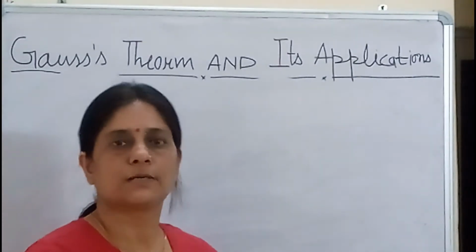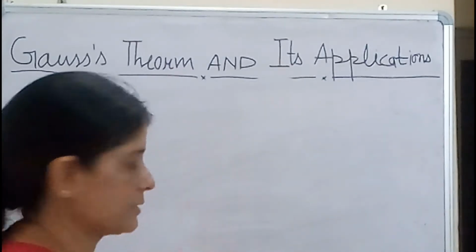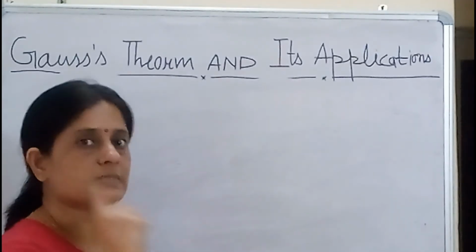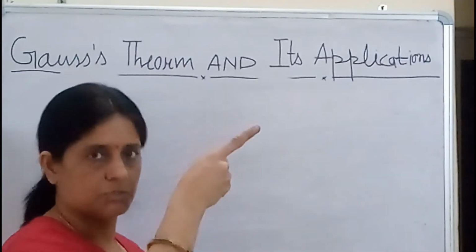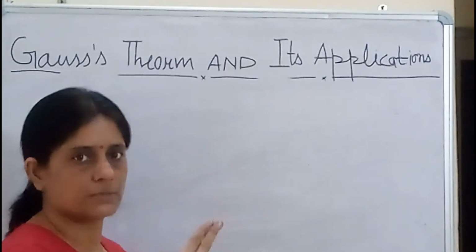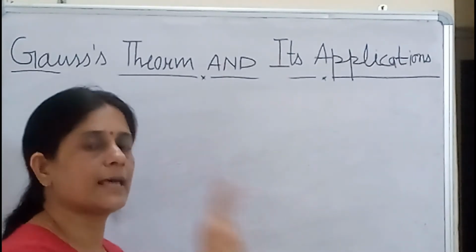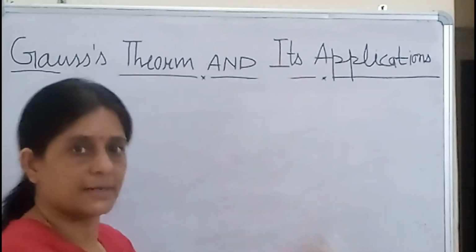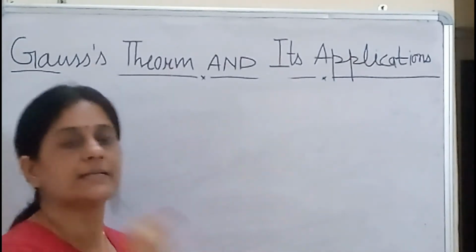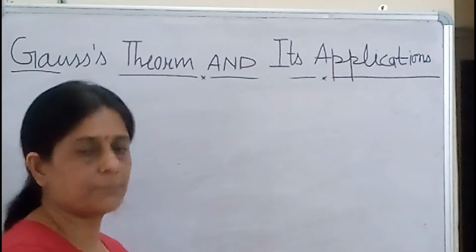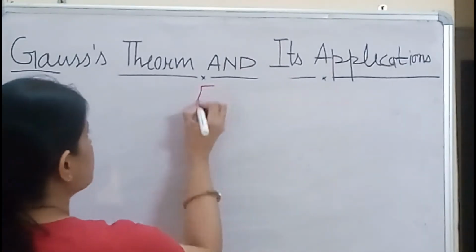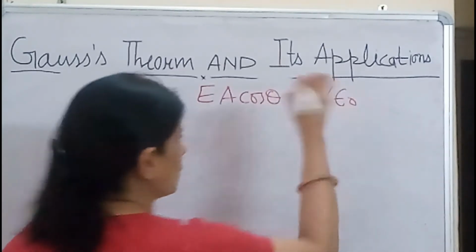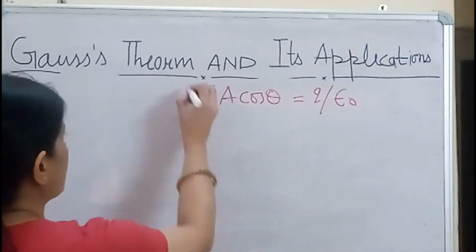There are 4 steps to calculate the value of electric field intensity. Step number 1 is you have to imagine one closed Gaussian surface around the charge or charges. Step number 2 is you have to see the symmetry of E, A and theta. Step number 3 is you have to go inside the Gaussian surface and calculate the charge, number of charges. Step number 4 is you have to apply the formula E, A cos theta is equal to Q upon epsilon naught. So by this way you can calculate the value of E.